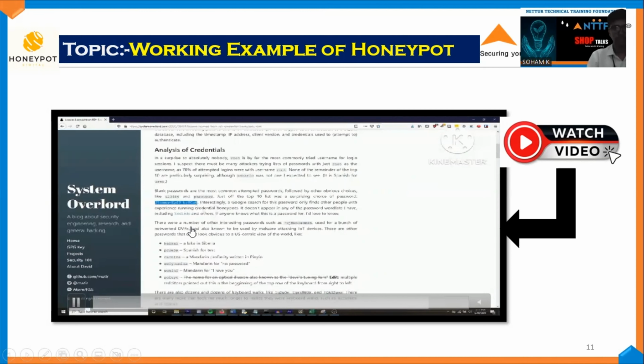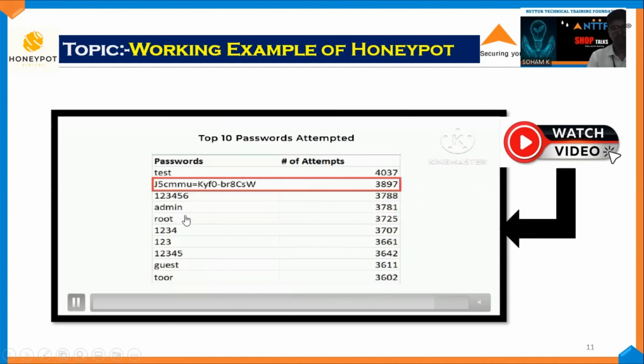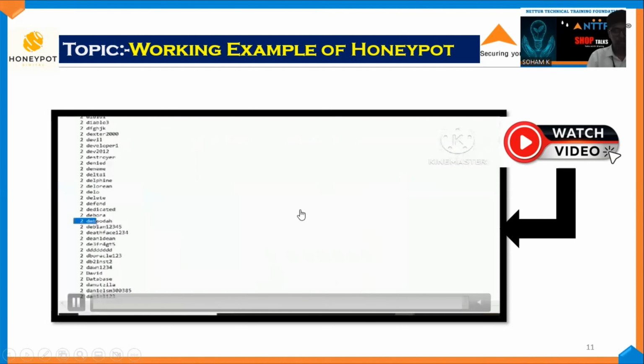So he tried to log in through it. These are the other passwords he used. These are some of the passwords he is trying to find out. This is the collection he got.